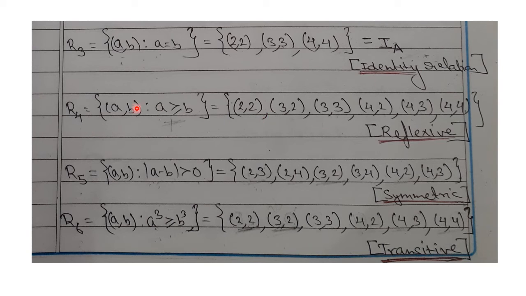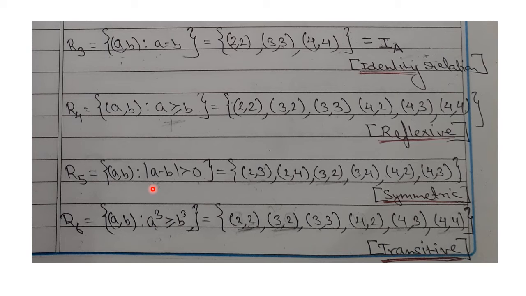Next R4 is defined as A is greater than or equal to B. By this condition, we got these ordered pairs from A cross A. So here we notice that every element in A is related to itself, like 2 is related to itself, 3 is related to 3, 4 is related to 4. Therefore, R4 is reflexive.